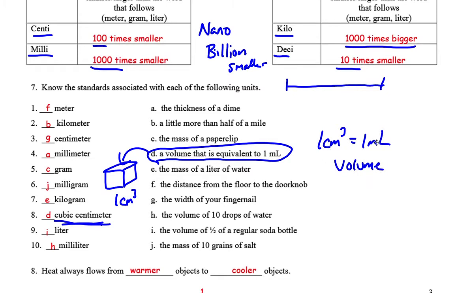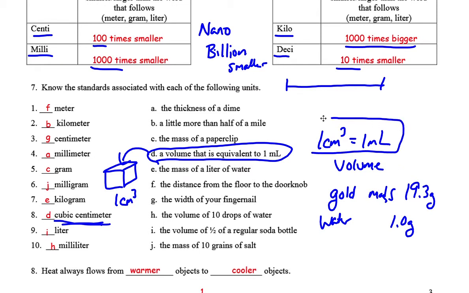Now, if I had a cubic centimeter or a milliliter of gold, this would have a mass of 19.3 grams. But if I fill that same box with just water, it would have a mass of 1.0 grams. So volume is different than mass, and density ties these two together. So you should just be thinking these two things are equal. If it happens to be water, it's also equal to a gram. But I could have gold, 19.3. I could have aluminum, I think it's 2.7 grams or whatever it is. Any different substance other than water would have a mass something other than 1.